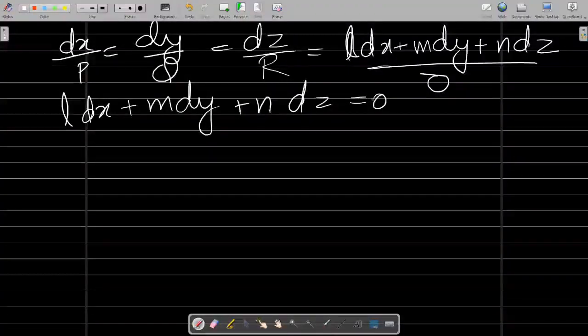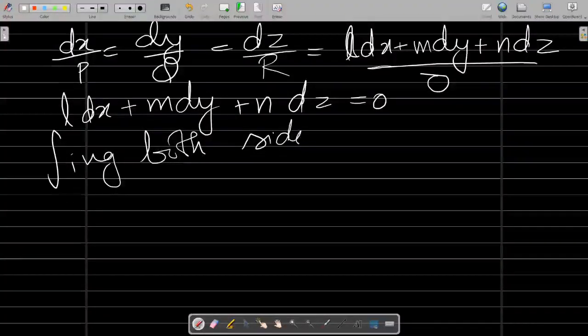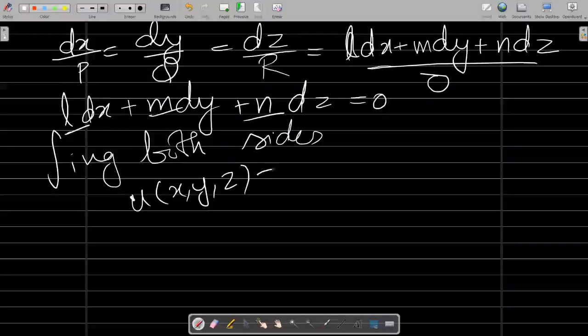As a result of this, you can integrate both sides, and you will get one solution. You have to choose l, m, n in such a way that this equation is also integrable. Now you will get one solution; I am going to call it u of x, y, z equal to some constant. Similarly, the second solution is v of x, y, z equal to constant.